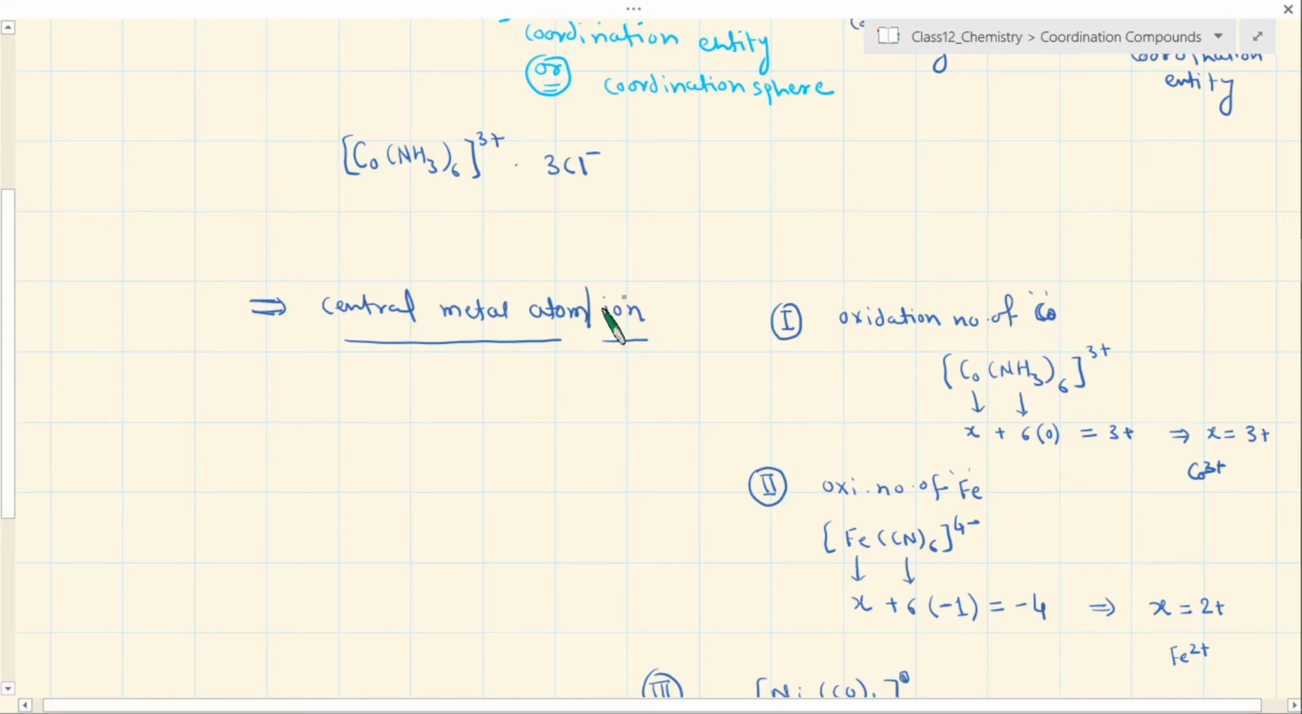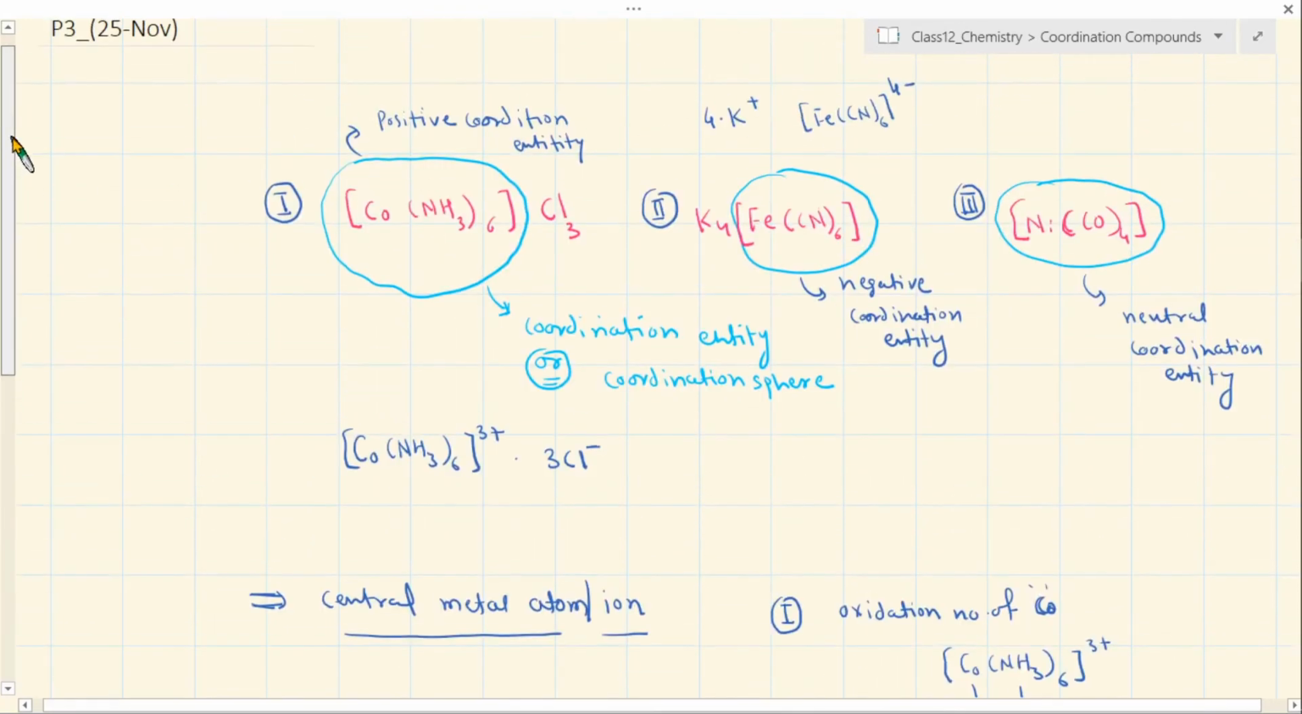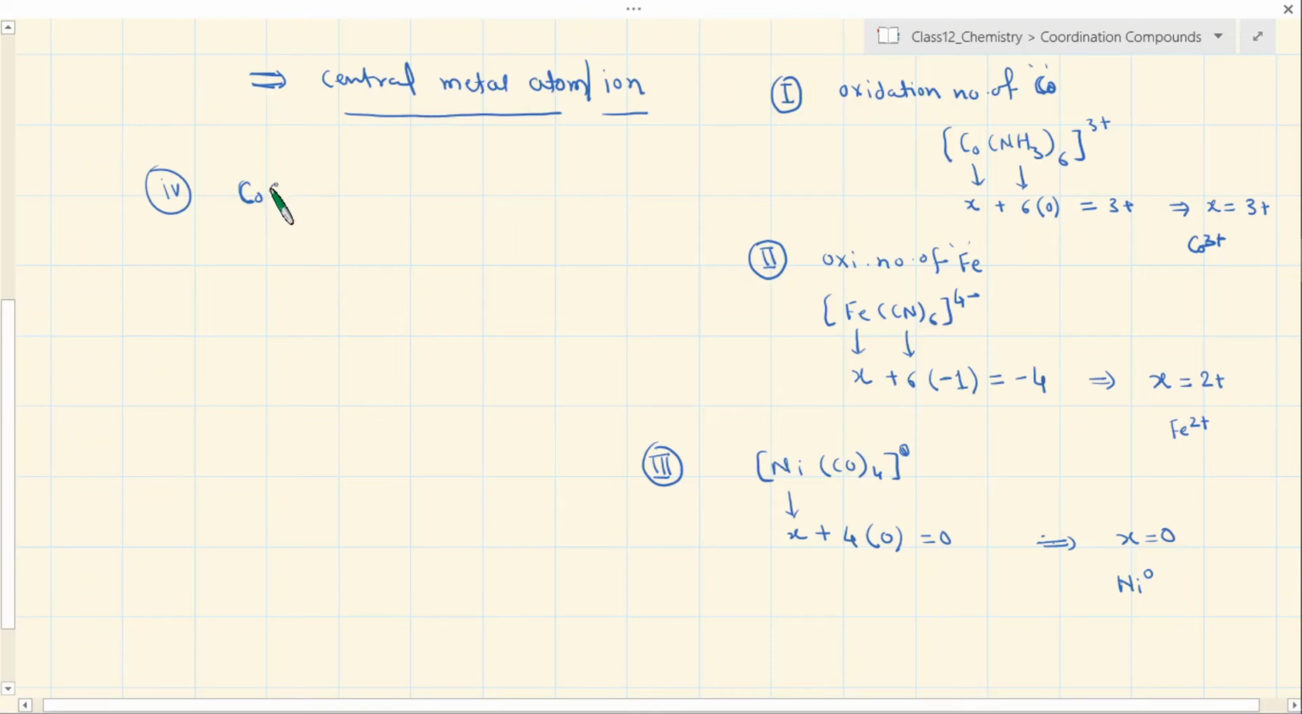Okay. So there is a central metal atom inside the coordination entity, and inside the coordination entity, another important species is called a ligand. Now I am going to define these entities. Whatever groups or ions that are attached to the central metal atom, they are called in general ligands. But before I go further, I would like to calculate one more example for you.